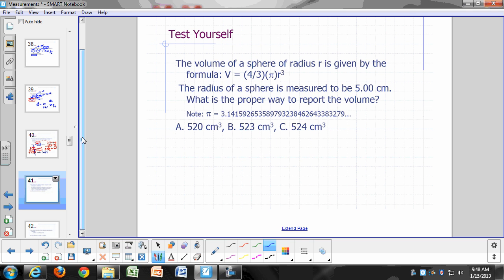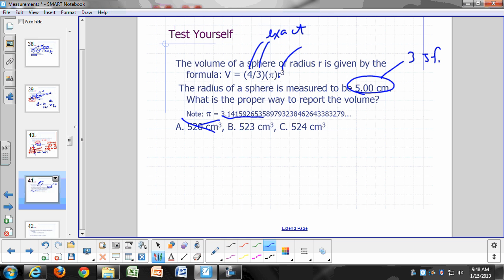What about this problem right here? Volume of a sphere with radius r is given as 4/3 pi r cubed. The radius of the sphere is 5.00 centimeters. What's the proper way to report the volume? Well, here's pi. It's 3.141592653 and so on. So how far should you round off your pi? Your r is given to 3 significant digits. By the way, 4 and 3 here in this formula are exact. So the only term here that has an uncertainty is r, and it's given as 5.00 centimeters. So you have 3 significant figures, so your answer should have 3 significant figures.